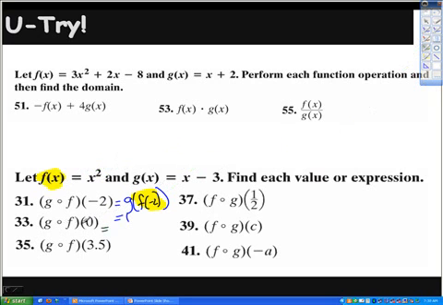Let's take a look at 33. g of f of 0. So I'm going to do f of 0. f of 0 is 0. Take that answer, put it into the g function. 0 minus 3 is negative 3.